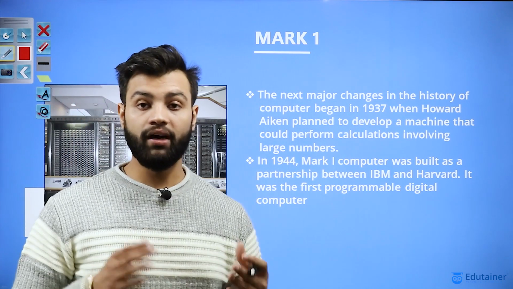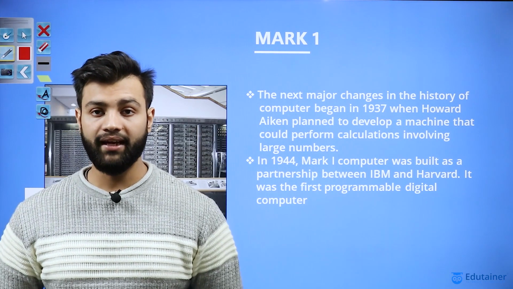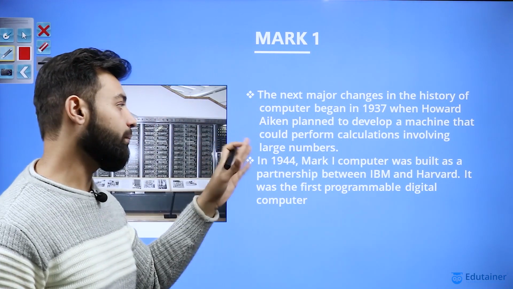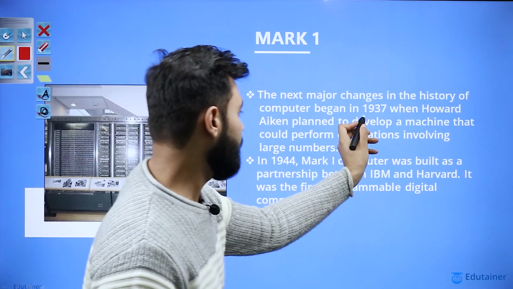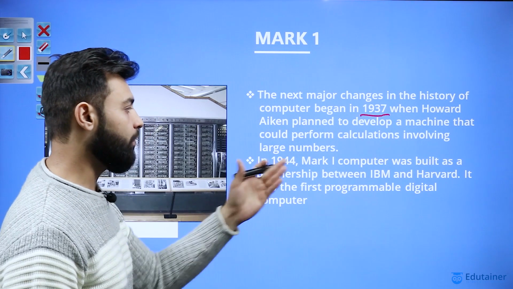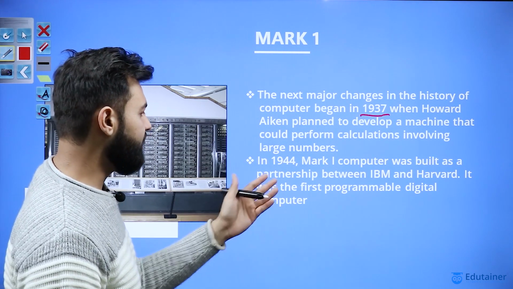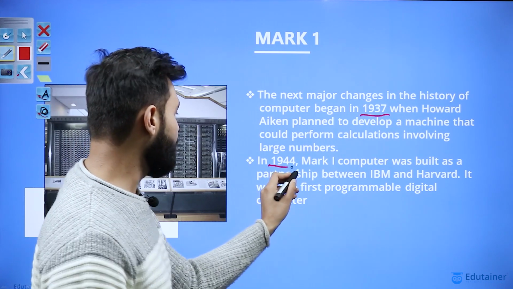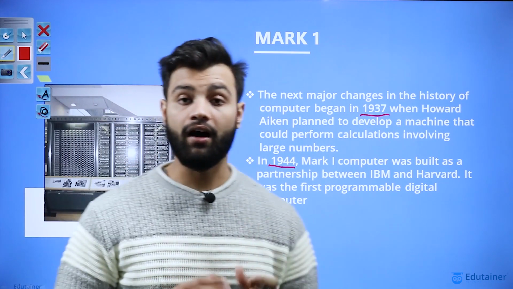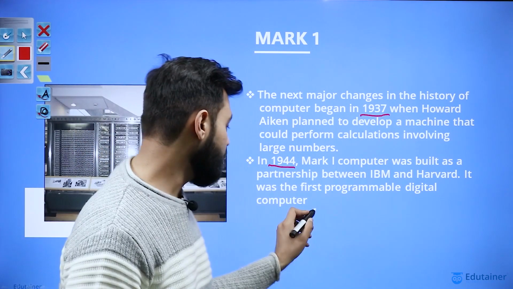Now we will be talking about the Mark I. So you got the timeline, the complete timeline? Yes. The next major change in the history of computers began in 1937 when Howard Aiken planned to develop a machine that could perform calculations involving large numbers. In 1944, the Mark I computer was built as a partnership between IBM and Harvard University, and it was the first programmable digital computer.